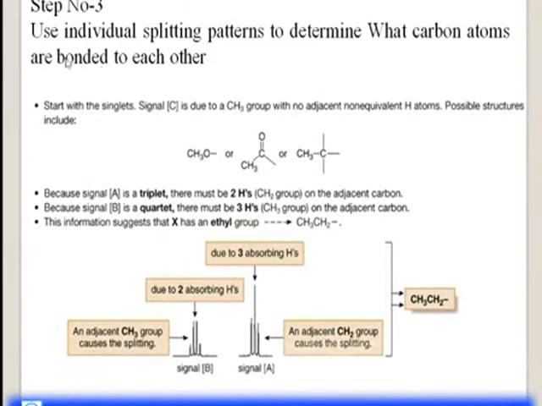Step number 3, use individual splitting patterns to determine what carbon atoms are bonded to each other. So these are the possibilities. Start with the signals. Signal C is due to the CH3 group with no adjacent non-equivalent proton. Possible structures include, because oxygen is also there, these possibilities.